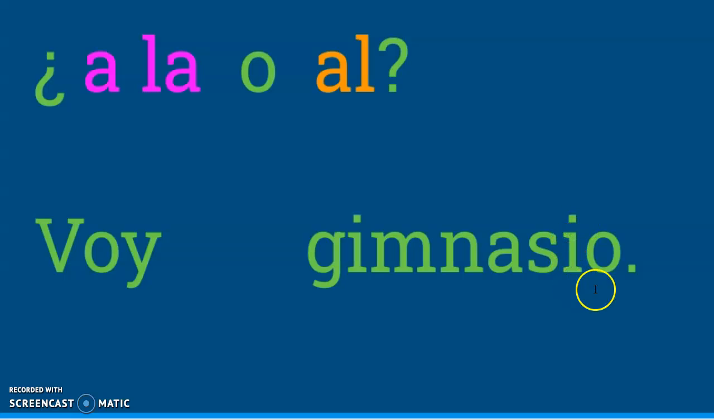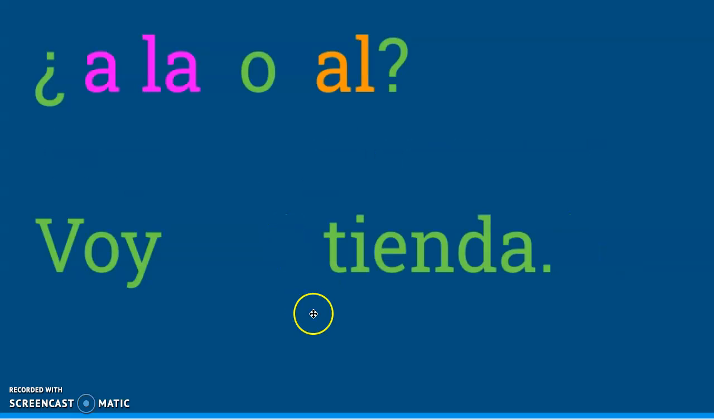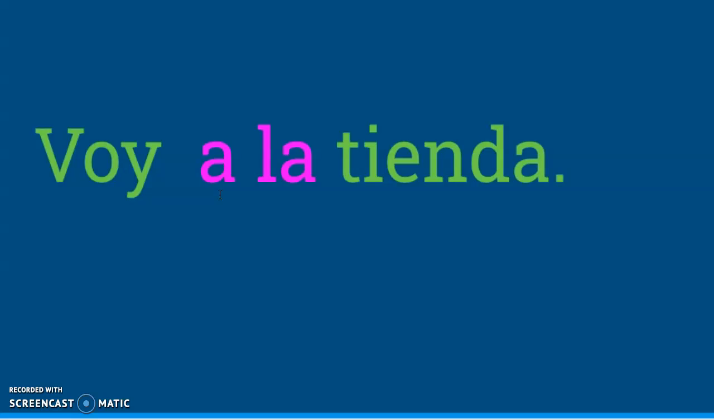Okay, gimnasio. Again, this one ends in an O, which means it's probably masculine. So I wouldn't want to use la. I think I'm going to choose al. So I go to the gym. Voy al gimnasio. Muy bien. Oh, la tienda. This is a store. It can be any type of store, like Walmart or Old Navy or any kind of store. Because this ends in an A, it means it's probably feminine. So I'm going to choose la, since those two go together. So I would say voy a la tienda.